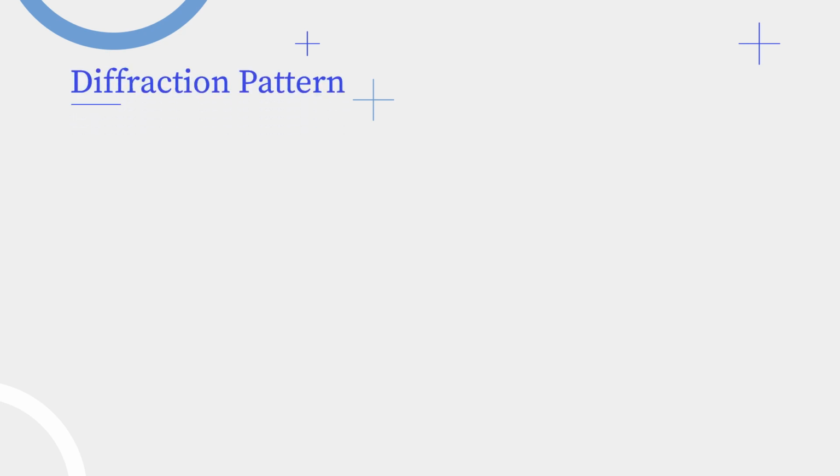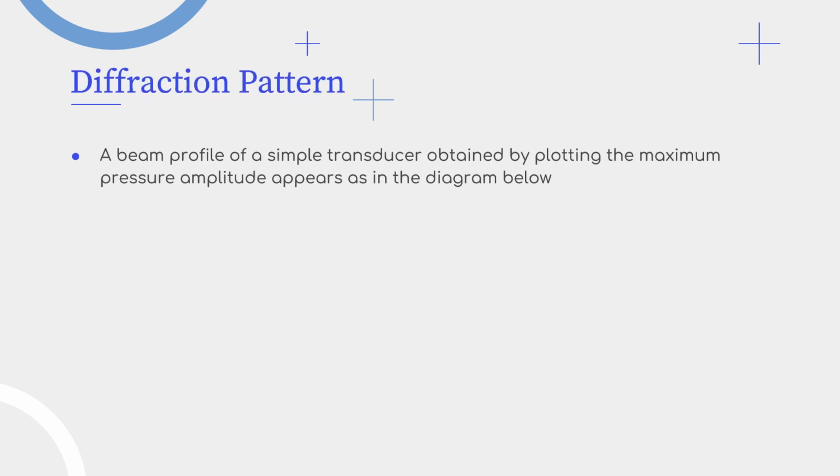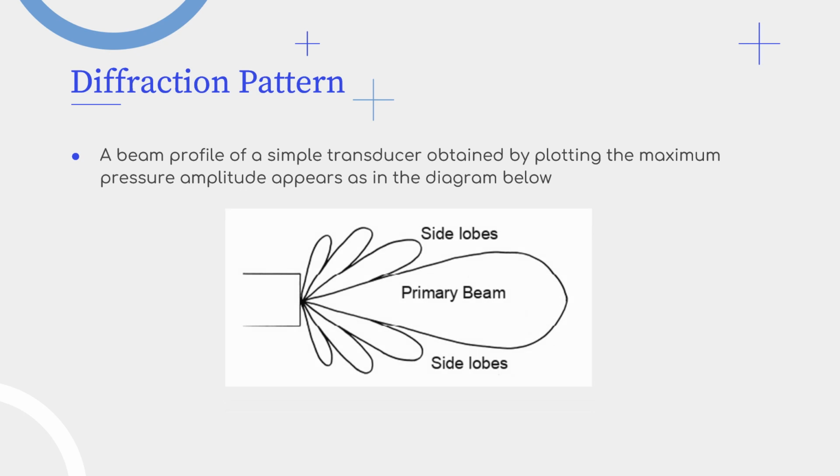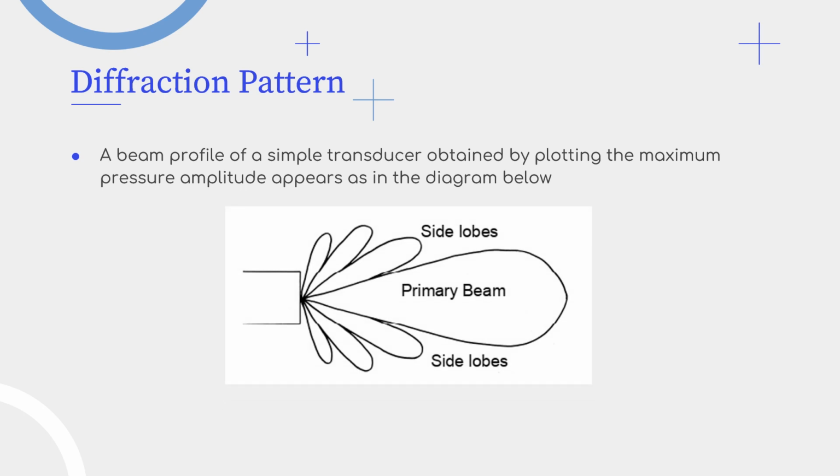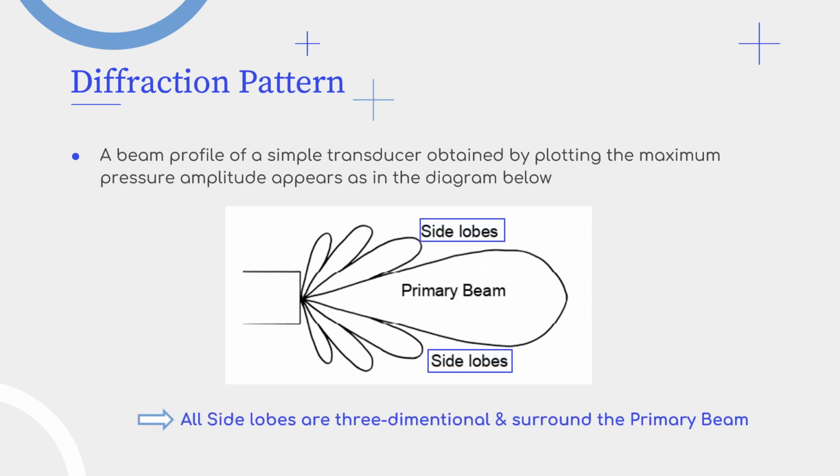Diffraction pattern. A beam profile of a simple transducer, obtained by plotting the maximum pressure amplitude, appears as in the diagram below and shows that the energy is not confined to a single lobe but radiates off at various angles to the transducer face as off-axis energy. These off-axis areas are called side lobes. All side lobes are three-dimensional and surround the primary beam.